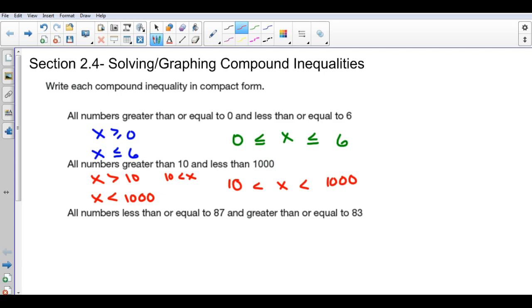And then the last one here. So all numbers that are less than or equal to 87.